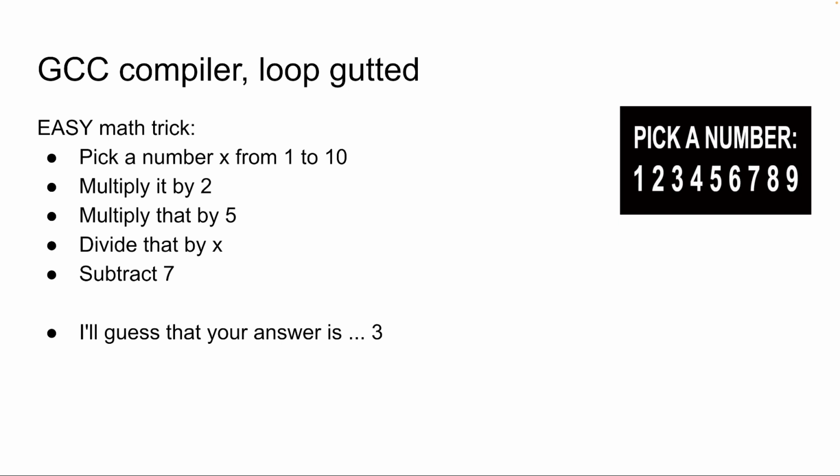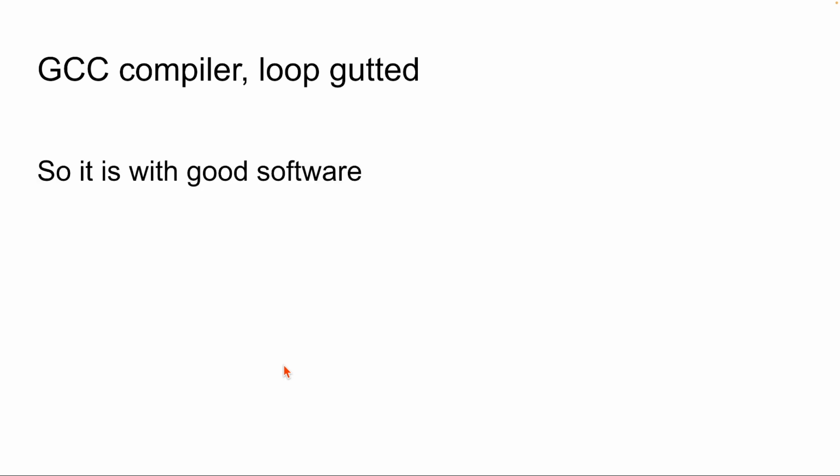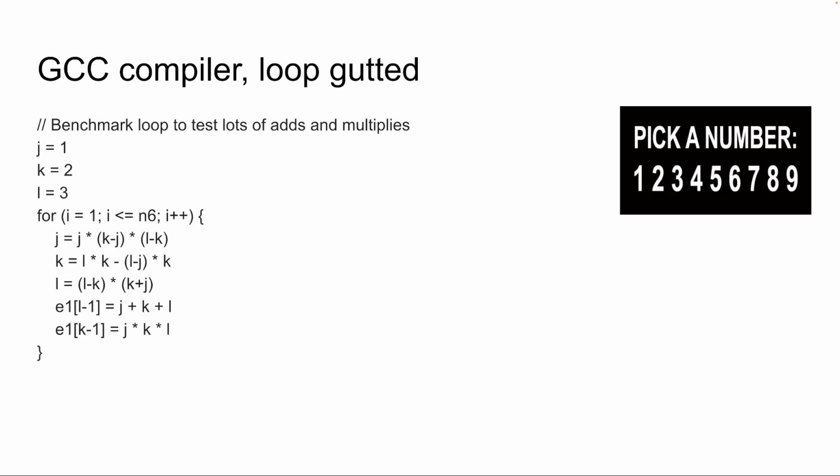It's 3. Of course, if you look at the process, starting with x, multiplying it by 2, multiplying that by 5, dividing that by x, x is gone. You always get 10. Subtract 7, you always get 3. It's just a way of obscuring simple things. So you see the same thing with good software, in particular good compilers.